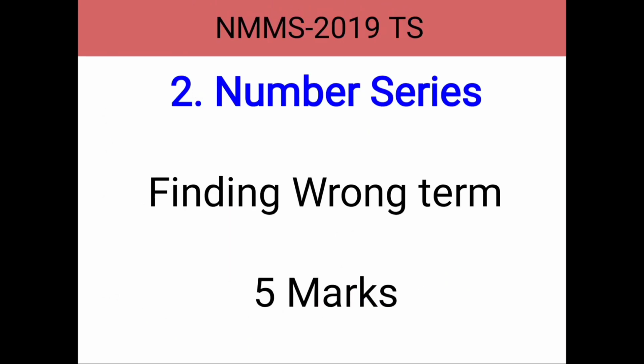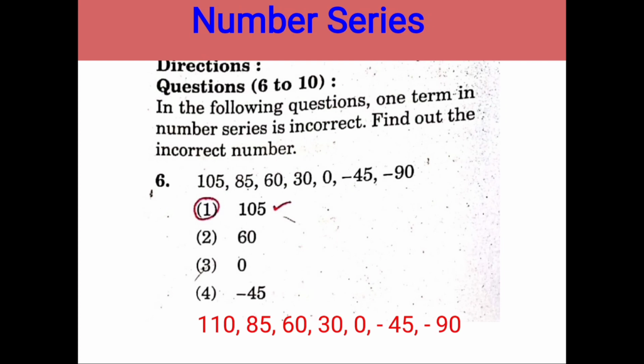Second model is also on the number series. Finding the wrong term in the number series carries you 5 marks. In this question, a series is given, but only one term is wrong. We have to find out the wrong term. In this example, 105 should be replaced with 110.